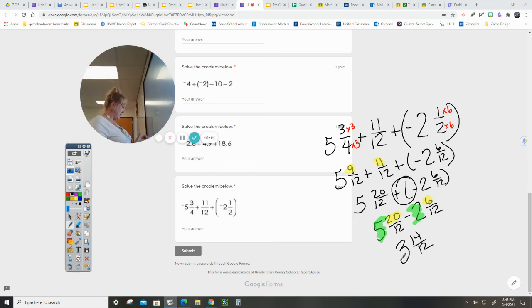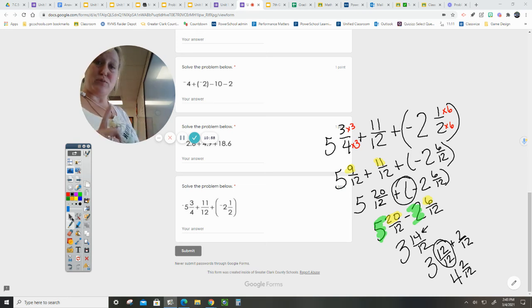That is 3. Okay, but I learned from my last one, this 14 is too big, right? So let's do 3, and let's turn that 14 into 12 plus 2. Because that's the same thing, right? I'm just splitting it up. But what is 12 over 12? 12 over 12 is 1. That's how we make that a mixed number. So 4 and 2 over 12. I want to check to see if they want us to reduce, because 2 over 12 can be reduced. So give me 1 second.